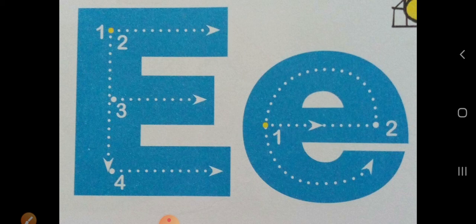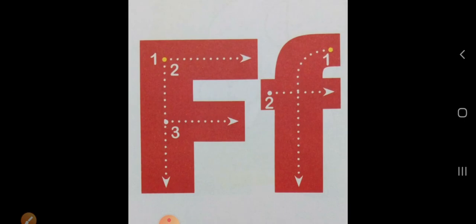So this is letter E. Okay, capital E and small e. Just trace it and try to say some words with letter E. Oh wow, which letter is this? F. F, flower. Yes, F, flower. F, fish. Yes, so this is capital F and small f. Trace it and say some words with letter F.